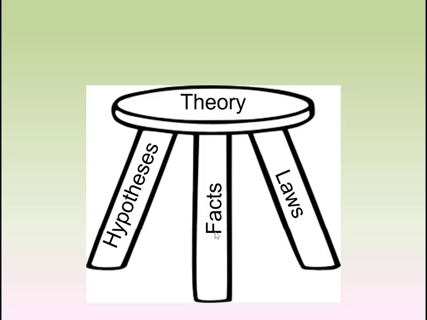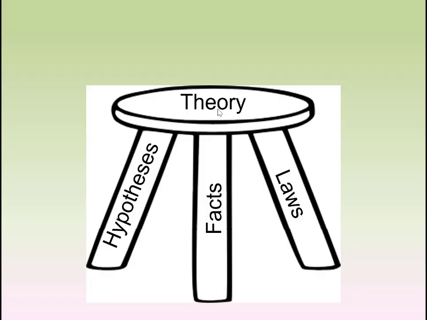So here we have a theory. This is that overarching explanation, and it will explain why the laws are what they are. It will explain for us why the facts are what they are, and it will propose new hypotheses which can in turn test that theory. On the other hand, the known facts and laws must support that theory. Likewise, when we test hypotheses proposed by that theory, it also needs to support that theory.